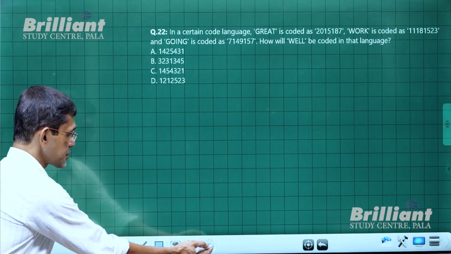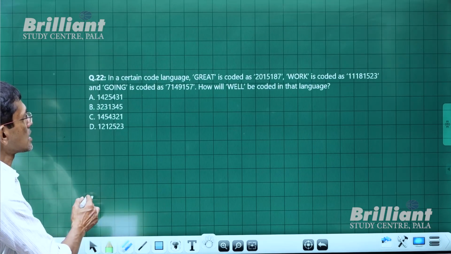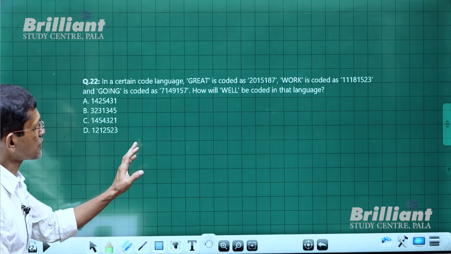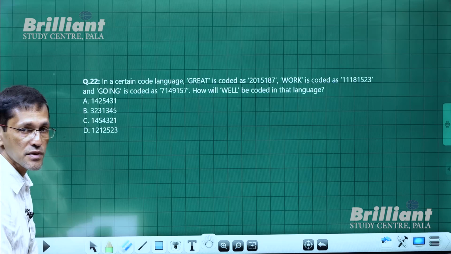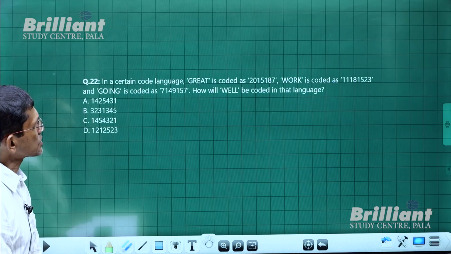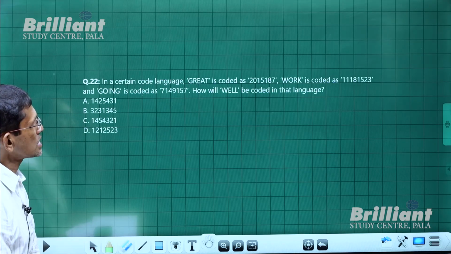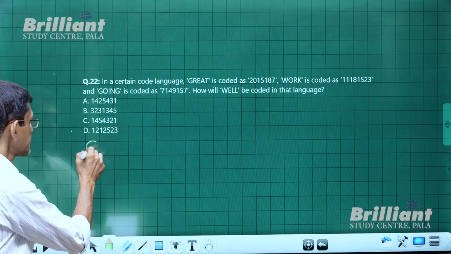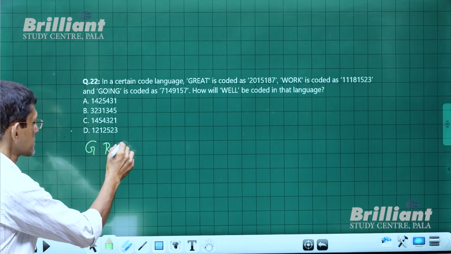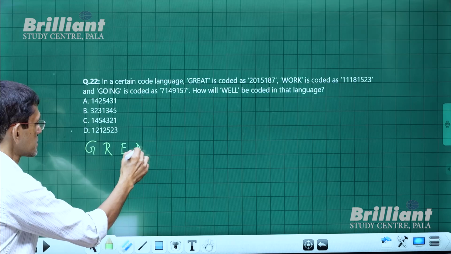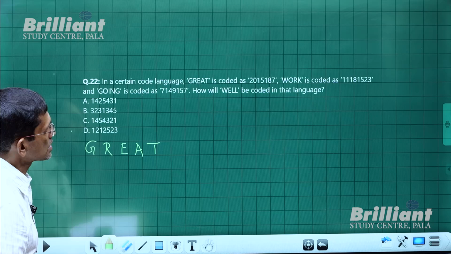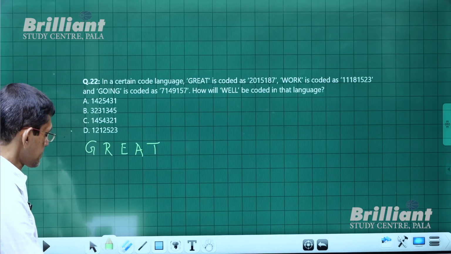Number 22. In a certain code language, as we have discussed earlier, in this set of questions we have a number of questions from coding-decoding. Alright, so grade is called as 2015-187. Okay, so what is it? Let's take a look at grade. It is called as 2015-187.